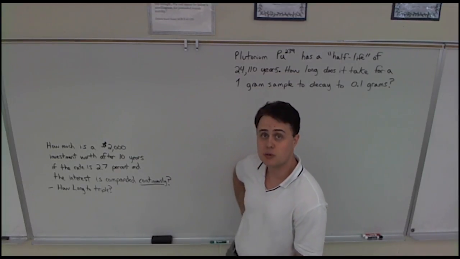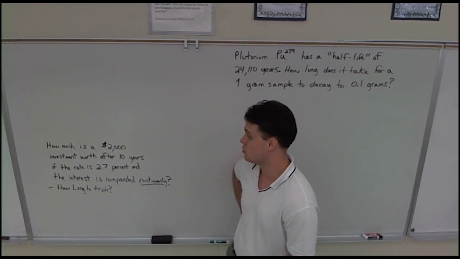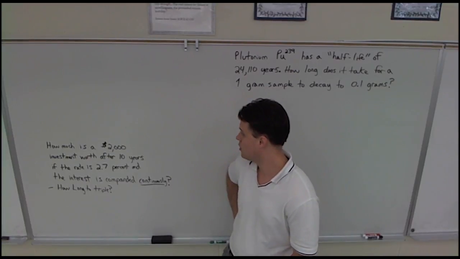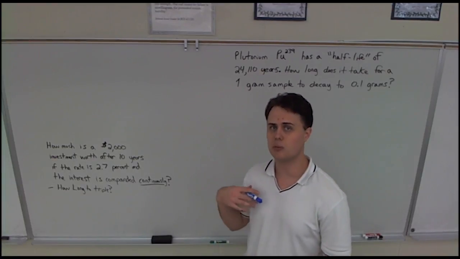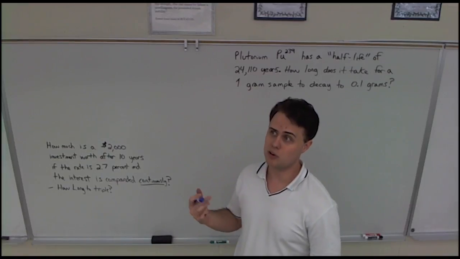We've got a 2.7% interest rate, and that interest is being compounded continuously. And then we'll ask how long does it take to triple our investment. So first I want to figure out after 10 years. The key is that this interest isn't being compounded once a year, or quarterly, 4 times a year, or monthly, 12 times a year.